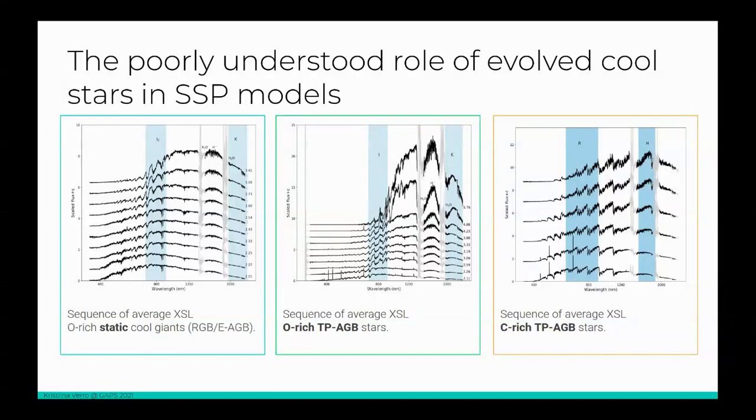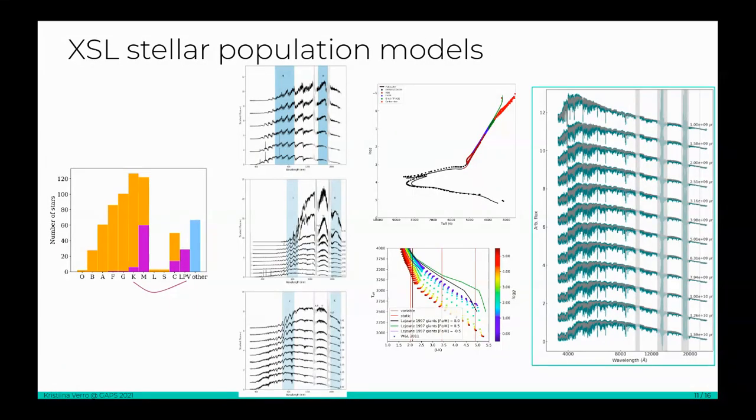In XSL stellar population modeling, we are using average spectra of static giants, oxygen-rich or carbon-rich thermally pulsing AGB stars pinned by broadband color. We rely on stellar evolutionary theory to dictate where RGB, early AGB, oxygen-rich or carbon-rich thermally pulsing AGB star should occur. Then we let empirical relations tell us where an average spectrum of a star of a certain color should occur.